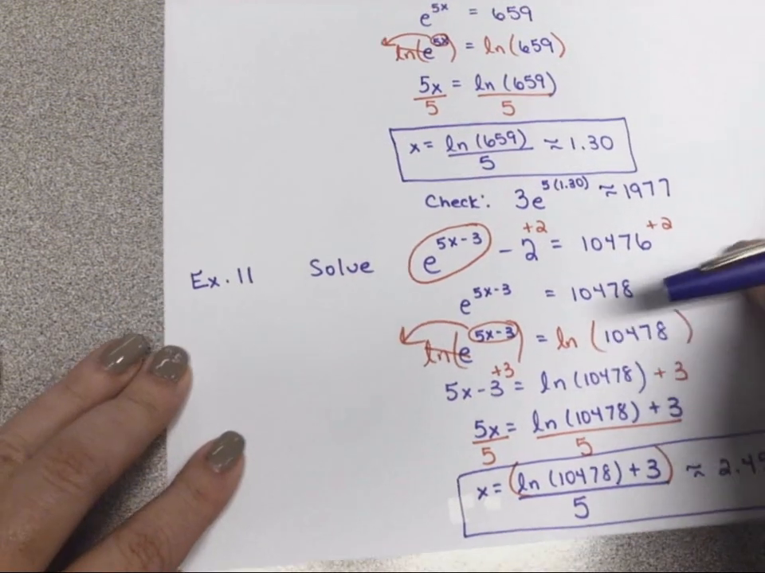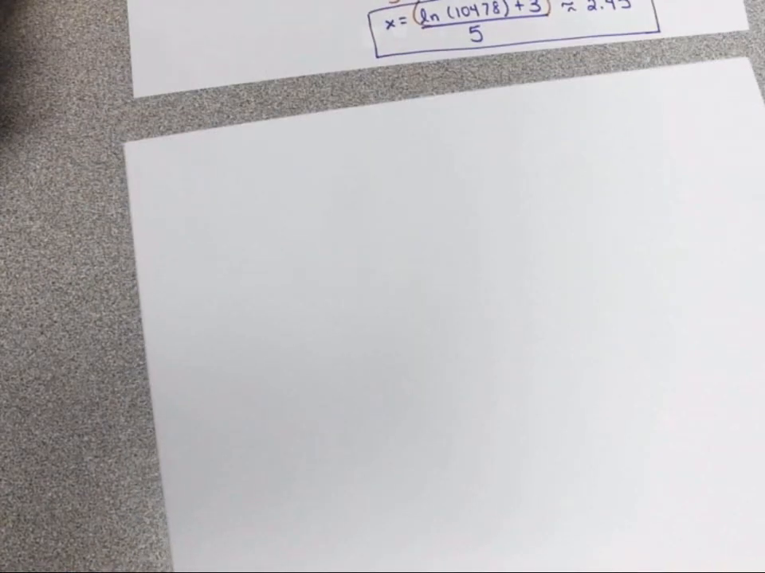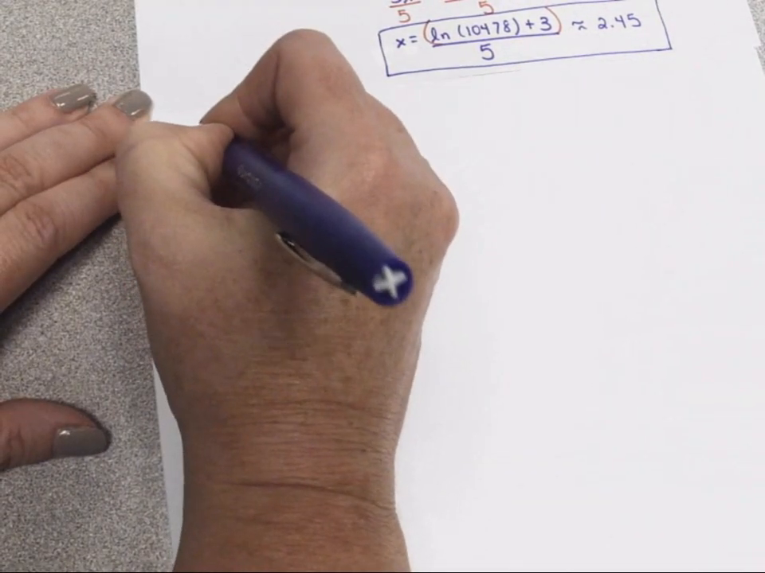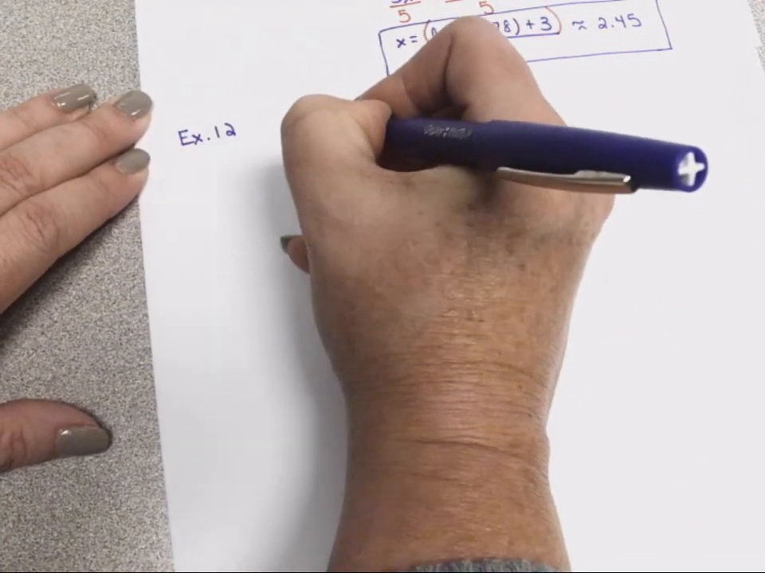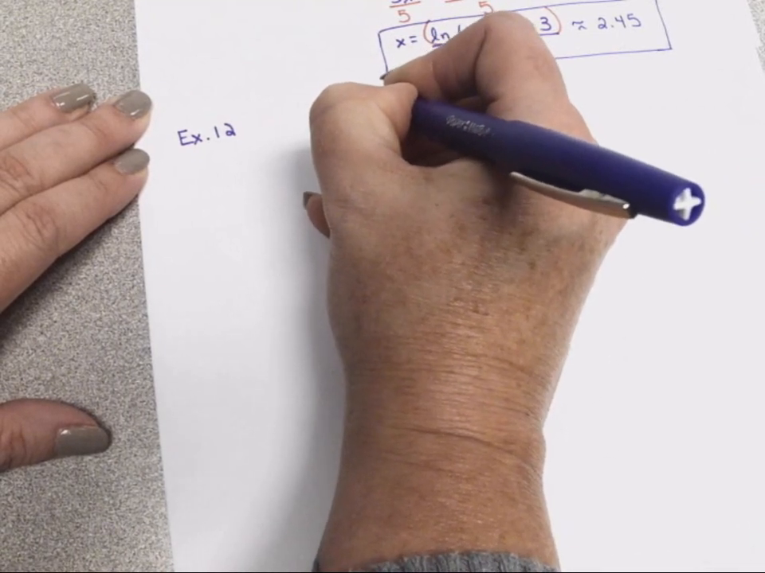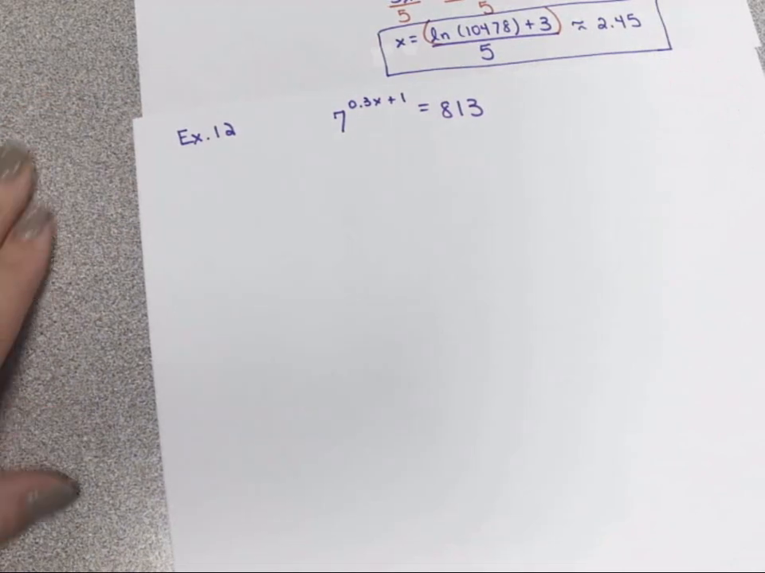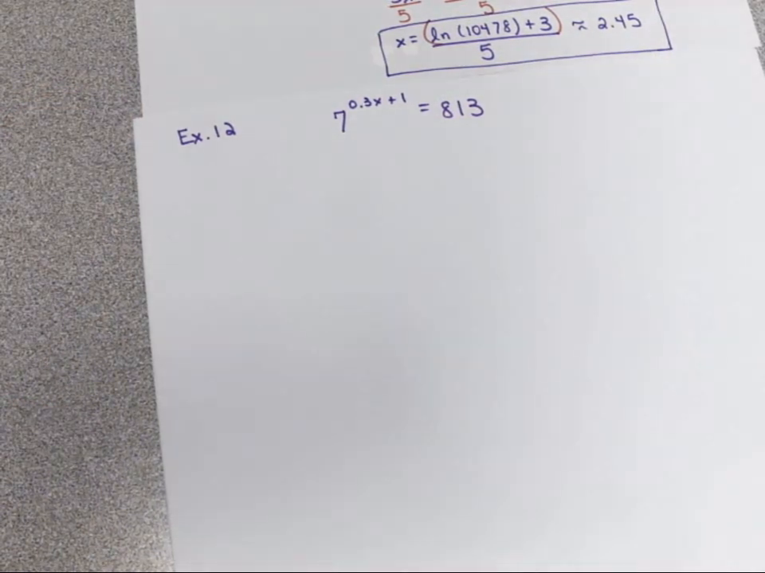All right, so let's do some problems that are not e-based to make sure we can do those. So 7 to the 0.3x plus 1 power equals 100 or 813. Notice, just like I said before, I can't think in my mind what I could rewrite 7 or 813 to be a power of 7. I can't think of that. So what am I going to do instead?